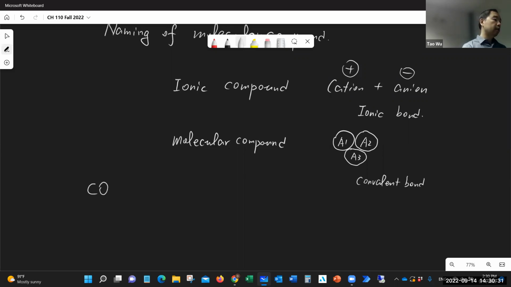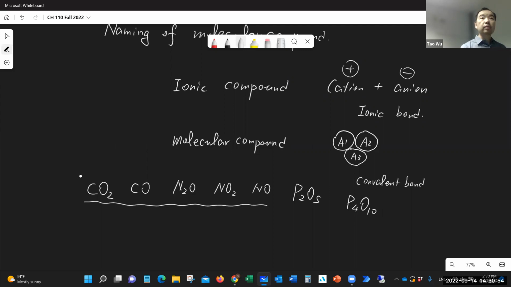For example, we write CO2, you know, right? CO, N2O, NO2, NO, or even P2O5 and P4O10. Okay, well, for those ones maybe it is easy, but for those two, maybe there's a problem. This one is P2O5 and this one is P4O10.